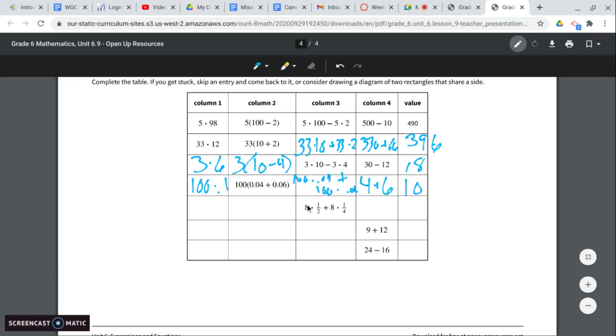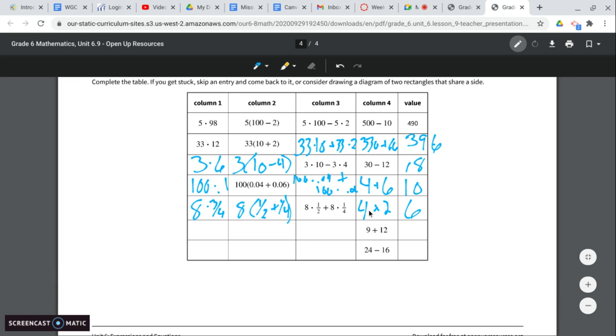All right, our next one, we have 8 times 1/2 plus 8 times 1/4. So we know it's 8 times, what's 1/2 plus 1/4? And that would be 3/4. So we have 8 times 3/4. 8 times 1/2. So 8 divided by 2 is 4. 8 divided by 4 is 2. So 4 plus 2 is 6.